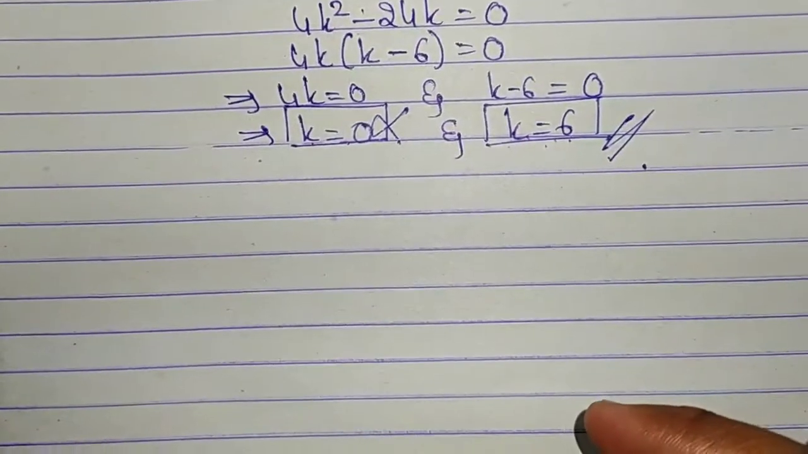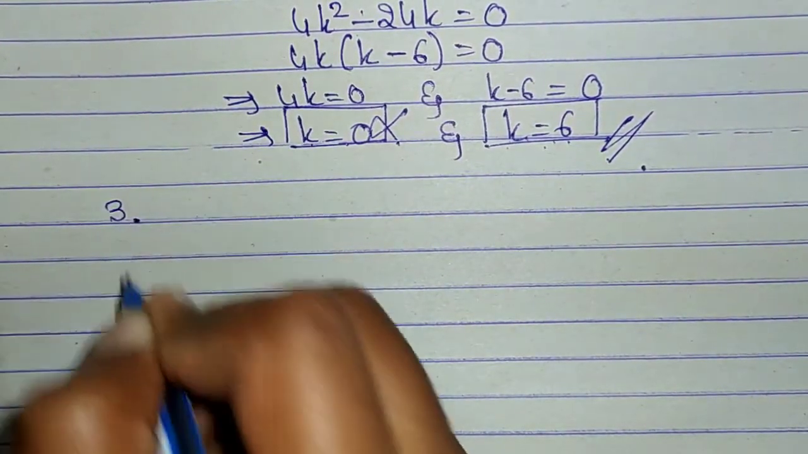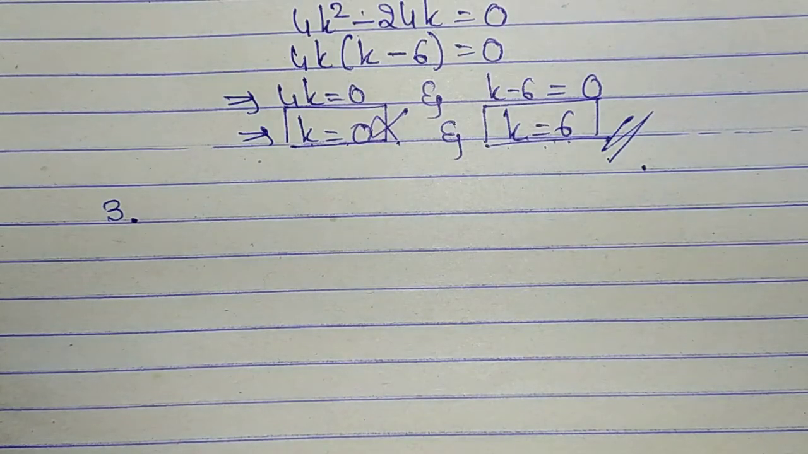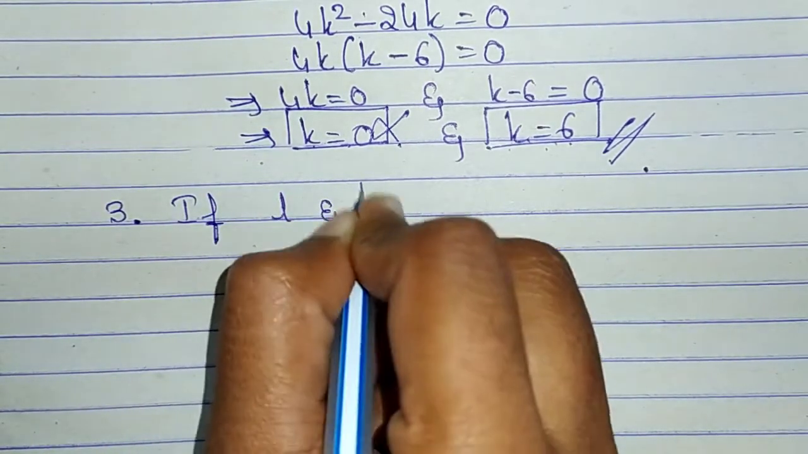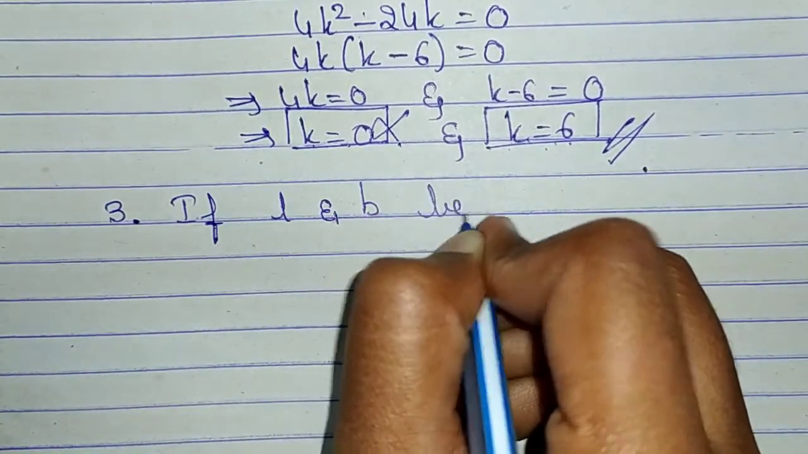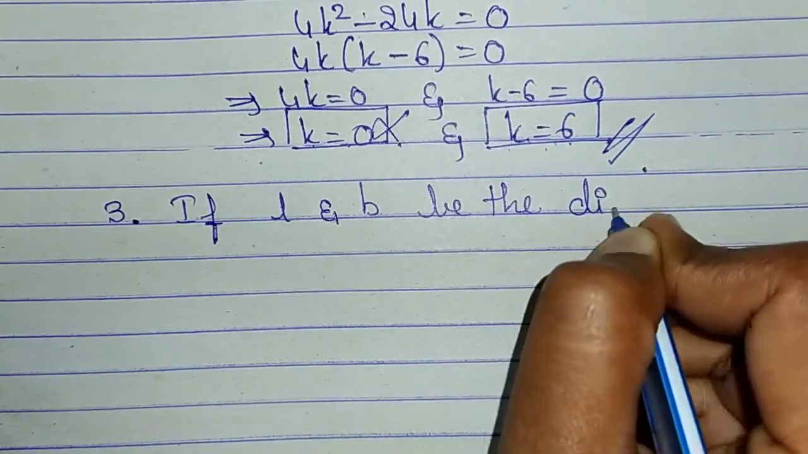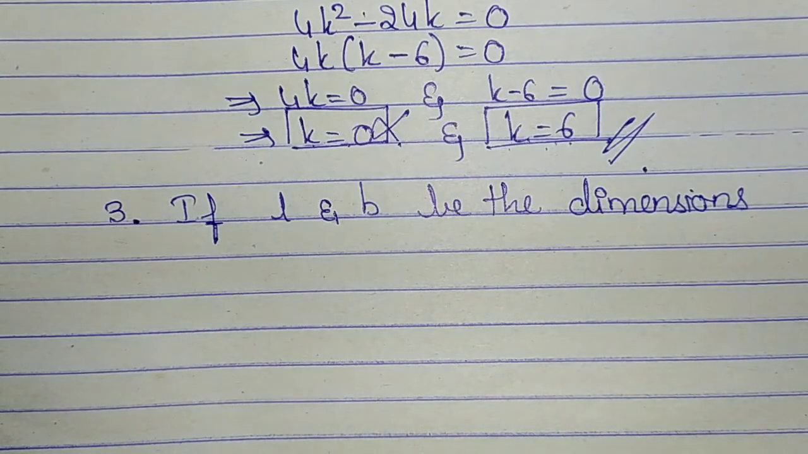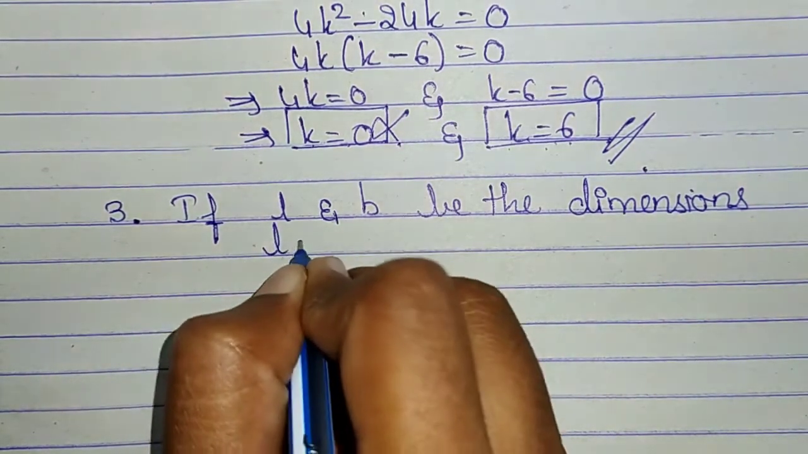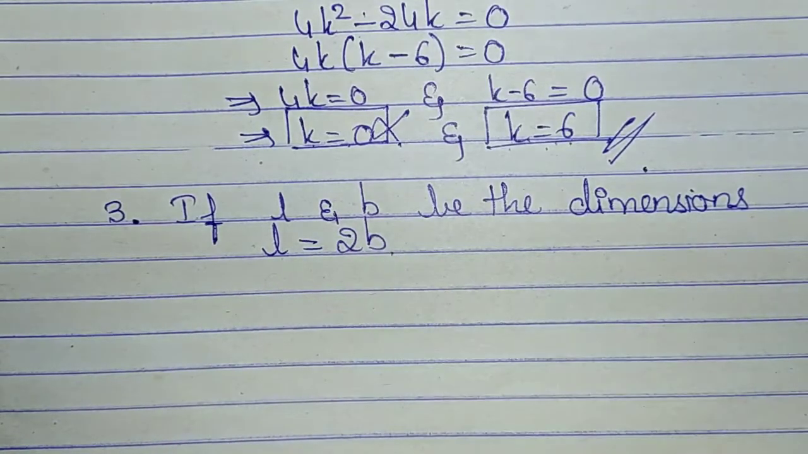So the third question is a situational problem. Is it possible to design a rectangular mango grove whose length is twice its breadth and its area is 800 meters square? If so, find the length and breadth. So let L and B be the dimensions of the grove. Then they have told us that length is twice its breadth. That means L is equal to 2 times B.